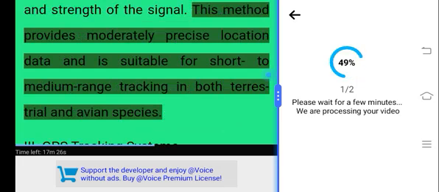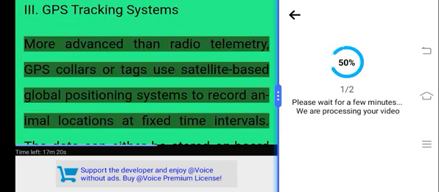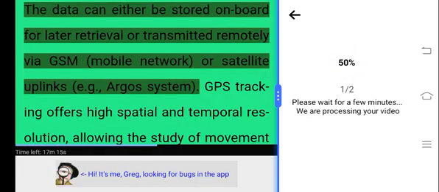This method provides moderately precise location data and is suitable for short to medium range tracking in both terrestrial and avian species. 3. GPS tracking systems. More advanced than radiotelemetry, GPS collars or tags use satellite-based global positioning systems to record animal locations at fixed time intervals. The data can either be stored on board for later retrieval or transmitted remotely via GSM, mobile network, or satellite uplinks, e.g., the Argos system.